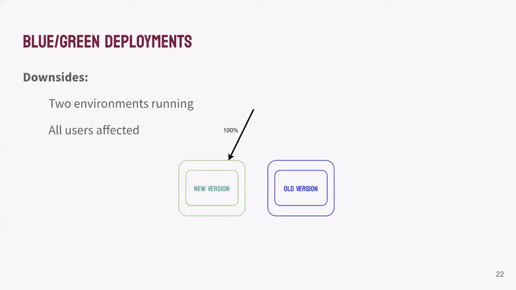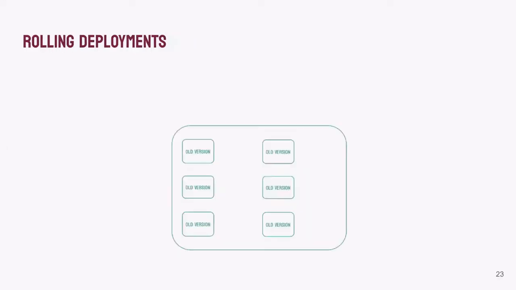This is a good solution, but there are some downsides. First, you have two full environments running, so you have to deal with the costs associated with that. And second, since all of the traffic is going to that new version, that means 100% of your users are affected if there's any errors. Next, we'll look at rolling deployments.